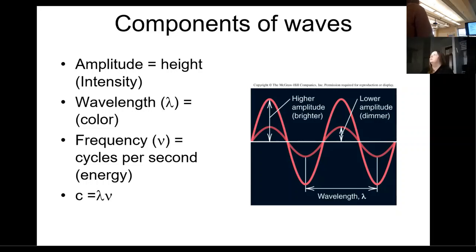Turns out all light, regardless of the color, whether it's ultraviolet or infrared, radio waves, gamma rays, all of those are light. They all travel at the same speed. And we call that the speed of light, C. And as far as we've been able to measure thus far, it's the fastest speed anything goes in the universe.